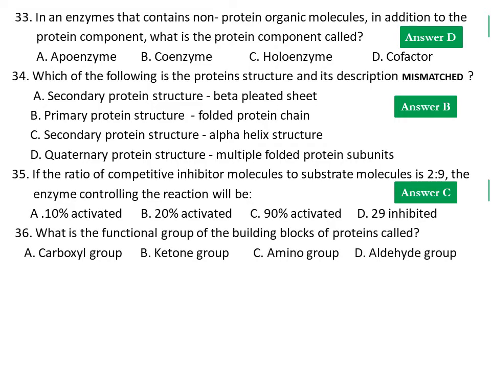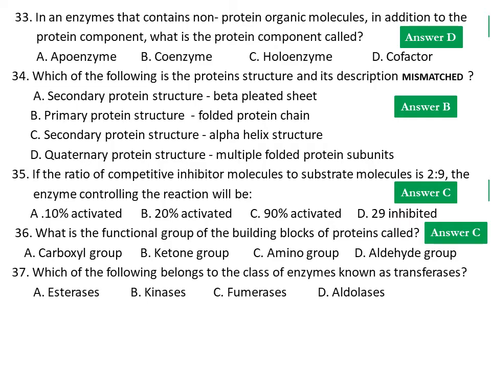Question number 36. What is the functional group of the building block of proteins called? A. Carboxyl group. B. Ketone group. C. Amino group. D. Aldehyde group. So the answer should be C. Amino group is the building block of proteins and also enzymes.